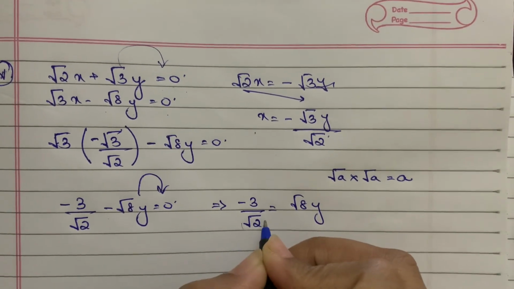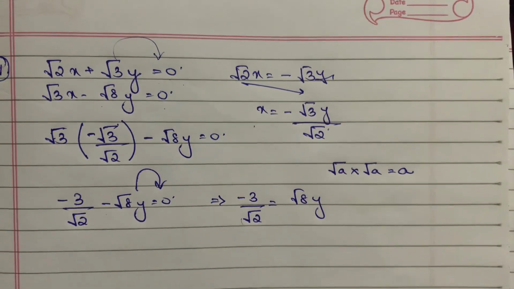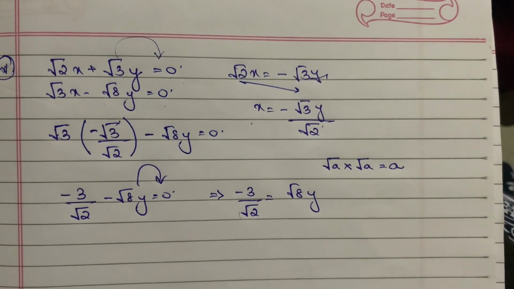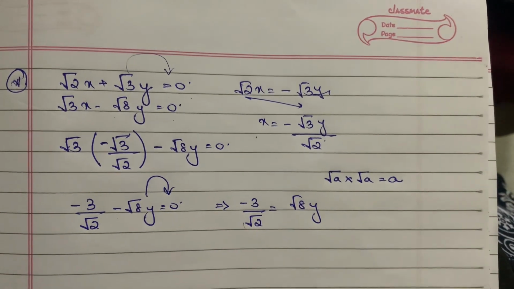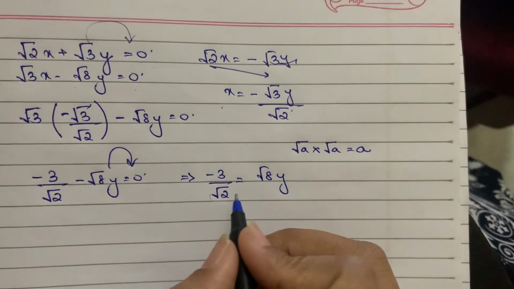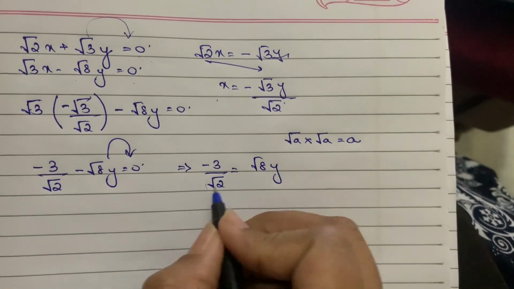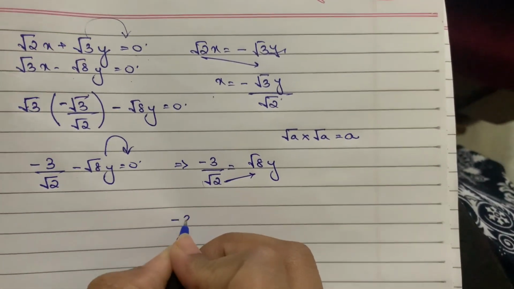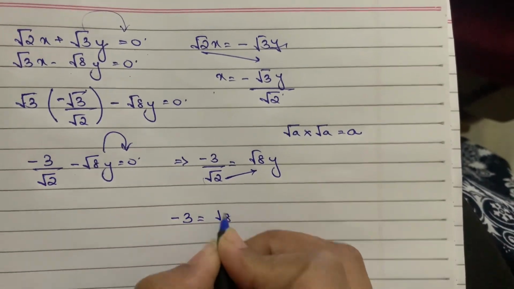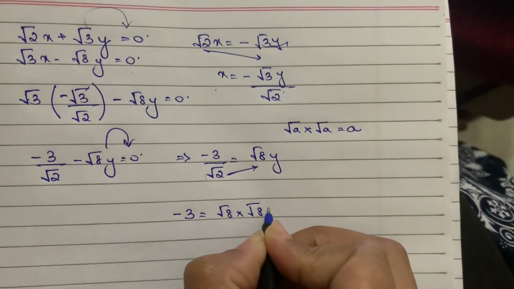Then I want to get rid of the 2 that's in here. So I'm bringing it down. So let's just first send it towards the other side, so that we have proper terms in here. So minus 3 is equal to root 8 into root 2 in times of y.